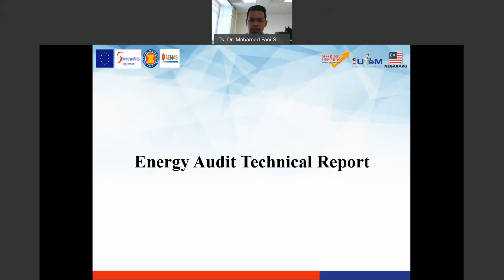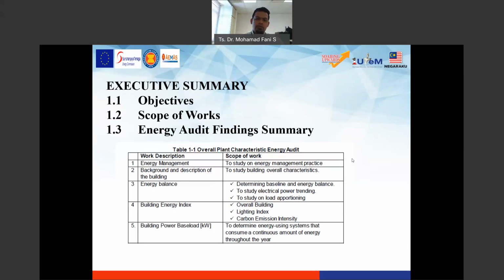Okay, let's see how we can create a good report for the energy audit. This one is the guideline. So first is to prepare the executive summary. Under the executive summary, it's not like we write a research report, but this is a technical report. Basically, the engineer, energy manager or auditor uses this executive summary to write the objective of the energy audit and the scope of work, to explain what the scope of work is.